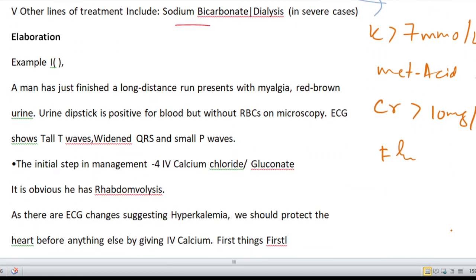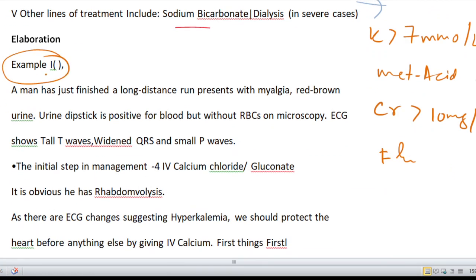Now let's come to the examples. Example number one: a man has finished a long distance run and presents with myalgia and red-brown urine. Urine dipstick is positive for blood, but without RBCs. This is a tip for you: dipstick positive but no RBCs means this is simple myoglobinuria. ECG shows tall tented T waves, widened QRS, and small P waves. Tall tented T waves are present in hyperkalemia.